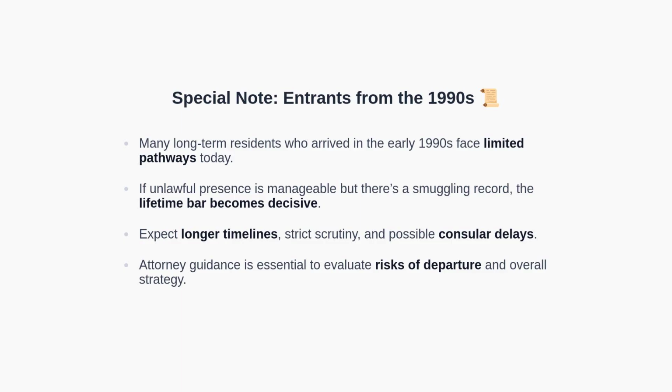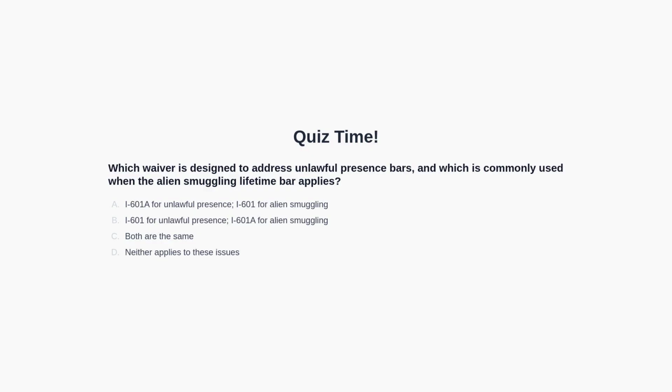Additionally, individuals who entered in the early 1990s frequently face narrow options for residency today. Even if unlawful presence can be addressed through an I-601A, a prior smuggling incident often becomes the decisive barrier. These cases tend to involve longer processing times, stricter scrutiny, and the possibility of consular delays. It is crucial to consult an experienced attorney to evaluate the risks and determine a strategic approach before departing the United States. Quick knowledge check.